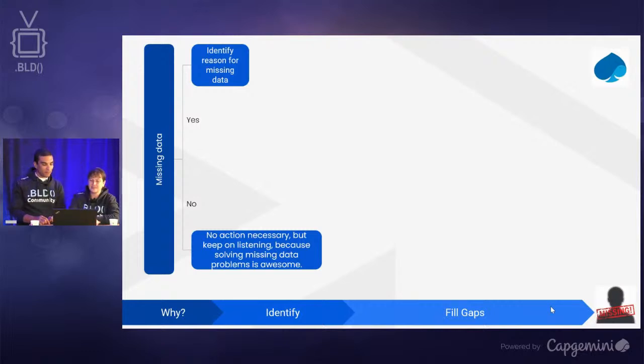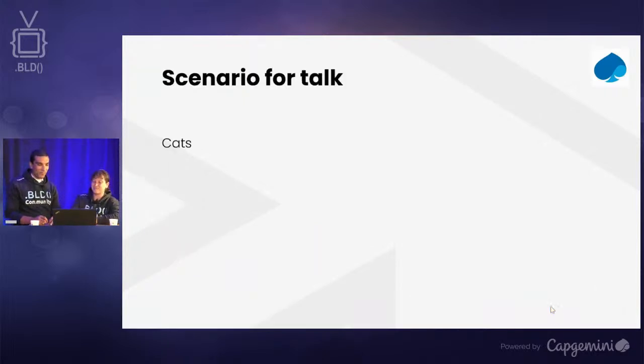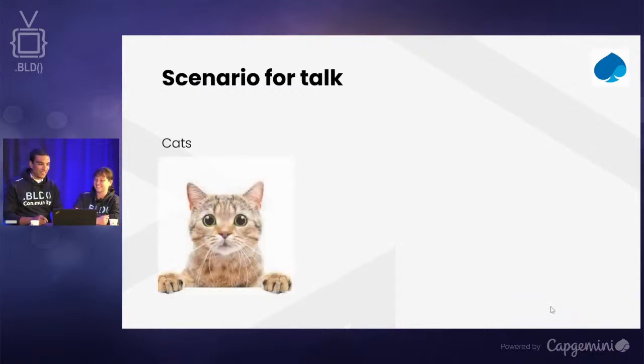Exactly. So the first question is identifying the reasons for missing data. If you have missing data, that's what we'll be looking at. If you don't have missing data, there's nothing for you to do at the moment, but please continue listening. You'll probably have some missing data in the future, and then you will know what to do. The scenario for this talk, we thought we'd take a light approach, is cats. Yeah, that was a decision that we took, but cats are great.